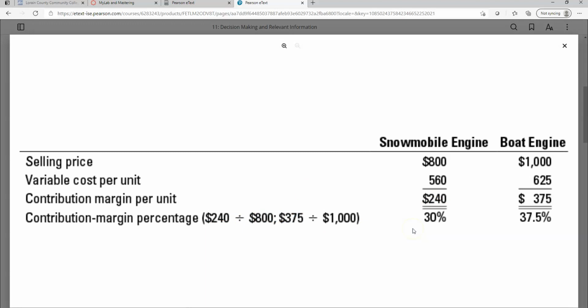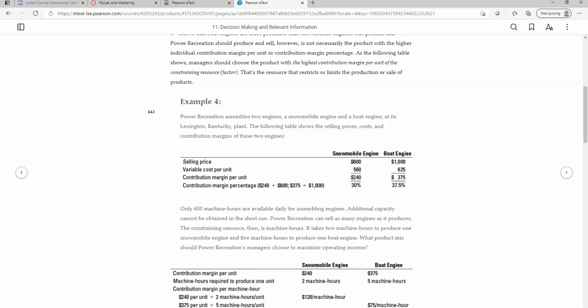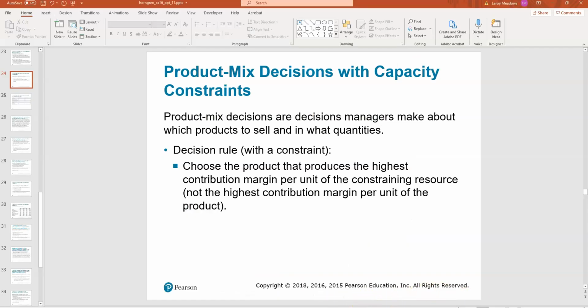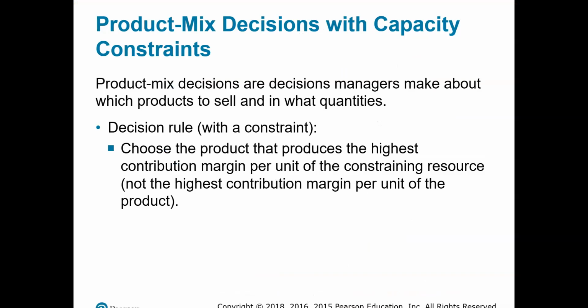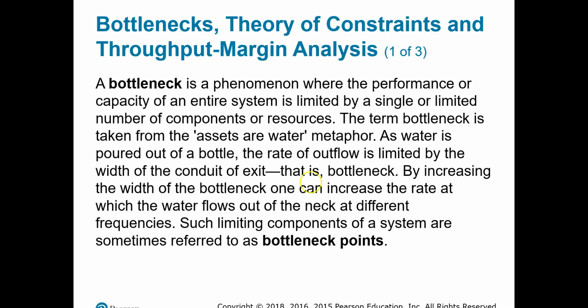But when we take into account the constraining resource, which in this case was machine hours, then we see that we should be favoring making snowmobile engines. So we don't want to get into the trap of just looking at contribution margin per unit. We want to delve deeper and figure out what is the highest contribution margin per unit of the constraining resource. And in that case, it was machine hours.